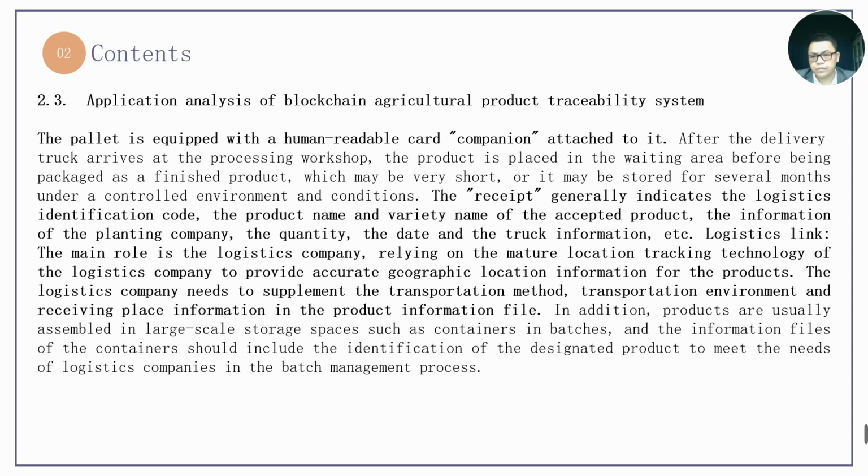Logistics link. The main role is the logistics company, relying on the location tracking technology of the logistics company to provide accurate geographic location information for the products. The logistics company needs to supplement the transportation method, transportation environment, and receiving place information in the product information file.